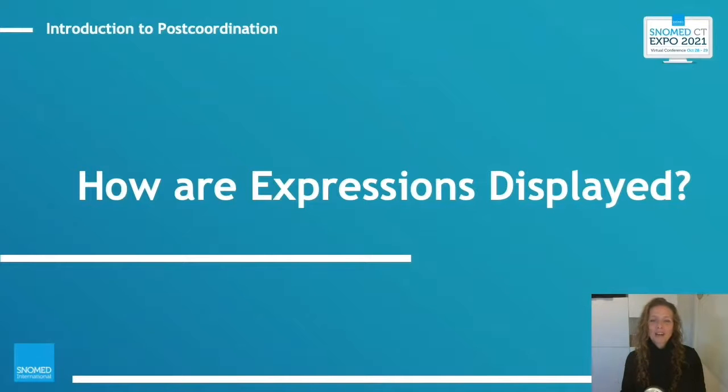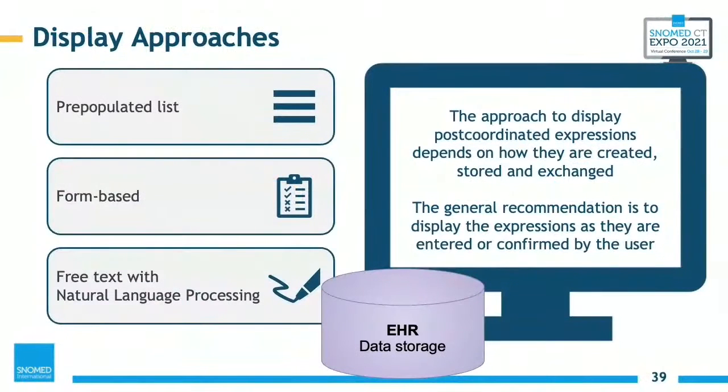So having explored how to capture and store expressions, I would now like to continue with introducing different approaches that may be taken to the display of Nomencity expressions. And the first point to make here is that the approach you use to display your expressions will depend on how they are created, stored, and exchanged. But the general recommendation is to display the expressions in the same way as they were entered or confirmed by the user. However, there are exceptions to this, which I will explain shortly.